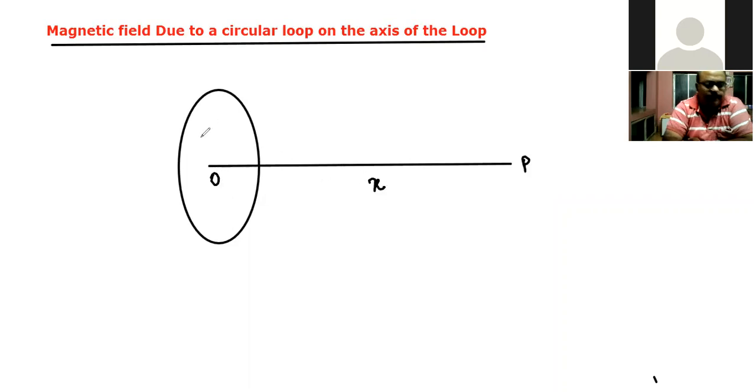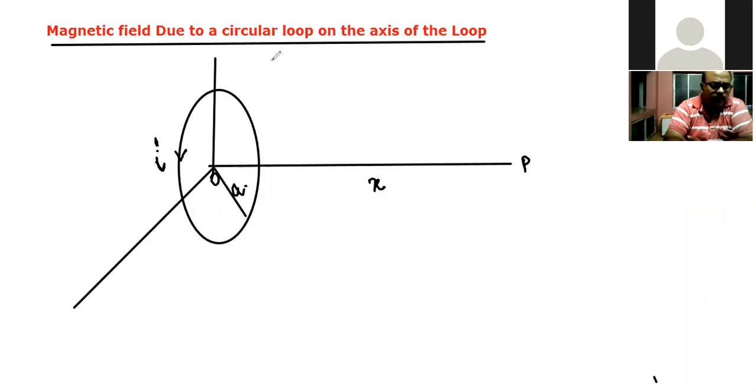So over here what is happening? This is a current carrying loop, and the radius of the loop, suppose I take it as A. Now if I try to point out the axes, they will be something like this. This is suppose our x axis, this is our y axis, and this is our z axis.